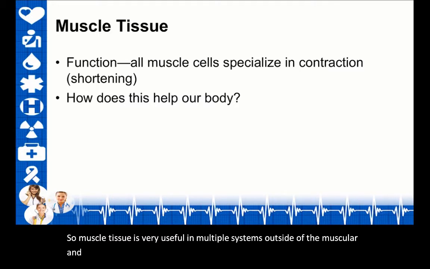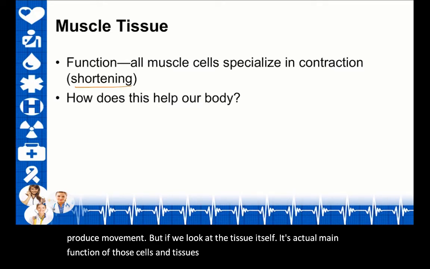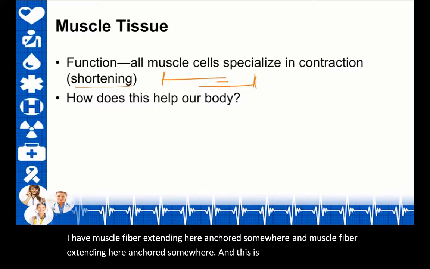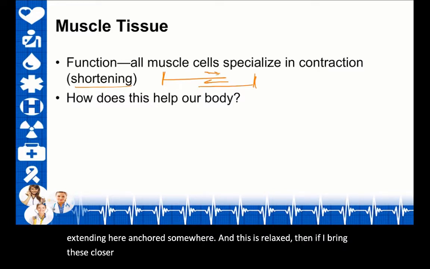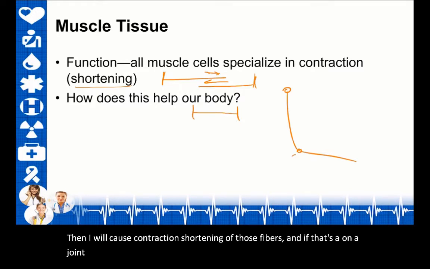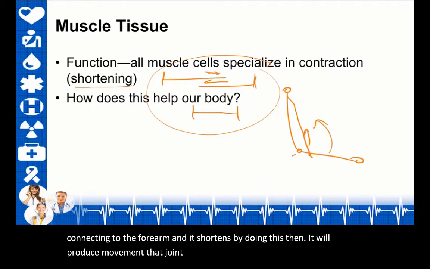So we know that its main function is essentially to produce movement. But if we look at the tissue itself, its actual main function of those cells and tissues is to cause shortening of muscle fibers. If I have muscle fiber extending here anchored somewhere and muscle fiber extending here anchored somewhere, and this is relaxed, then if I bring these closer together, then I will cause contraction, shortening of those fibers. And if that's, say, on a joint, here's my shoulder, my elbow, and the wrist, if I've got muscle connecting to the forearm and it shortens by doing this, then it will produce movement at that joint. So that's the essential role of muscle.